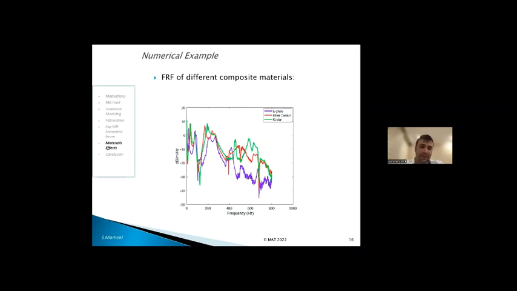This slide shows the numerical example of FRF for different composite materials built by Kevlar, fiber carbon, and e-glass. The peaks on this graph show the natural frequencies for different modes of the MR laminated beams built by different materials. As you can see, it's obvious that the natural frequencies of the Kevlar are much bigger than fiber carbon and e-glass materials.